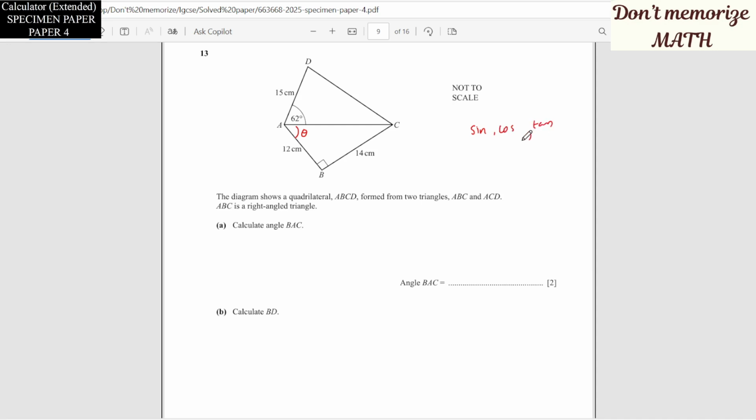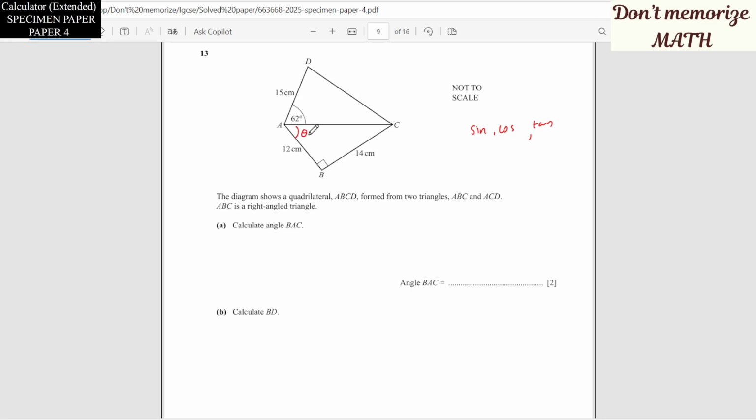Okay, sine and cos, the ratios like opposite side divided by hypotenuse or adjacent side divided by hypotenuse, you can use only for a right angle triangle. So now you have a right angle triangle, so you can use any one of them.